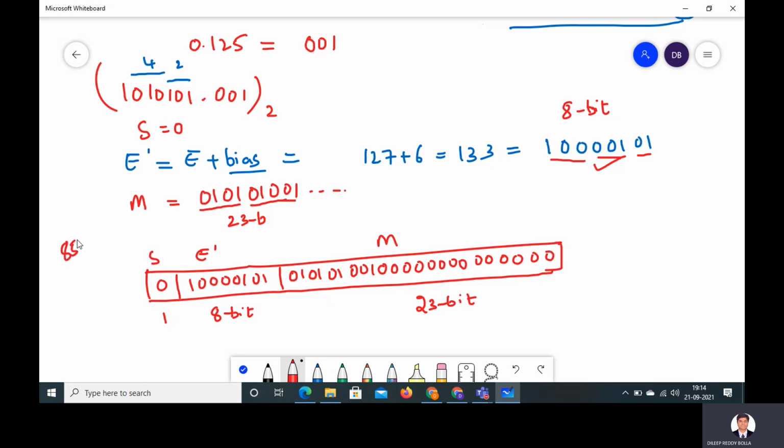So 85.125 was represented in this format in single precision. And in the next lecture we'll see how to represent that in double precision.